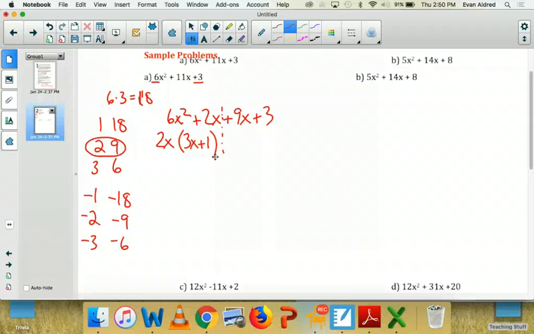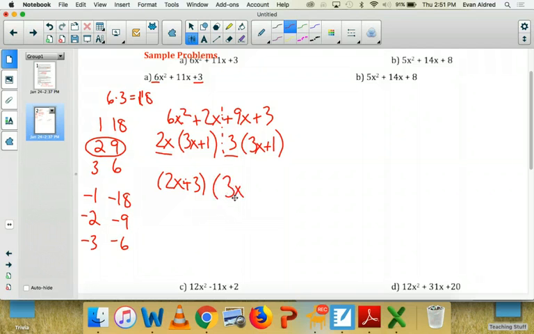The GCF of 9x and 3 is 3. 9x divided by 3 is 3x. 3 divided by 3 is 1. And now we can see that that did happen. We have the exact same thing in the brackets, which is great. So we know that our factors are what's outside the brackets, which is 2x plus 3. That's one factor. The other factor is what's inside the brackets, which is 3x plus 1.